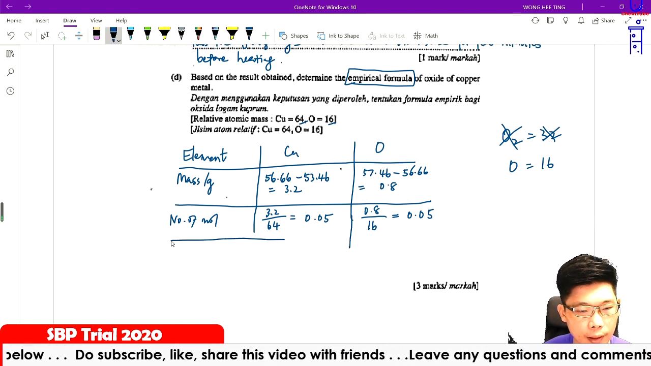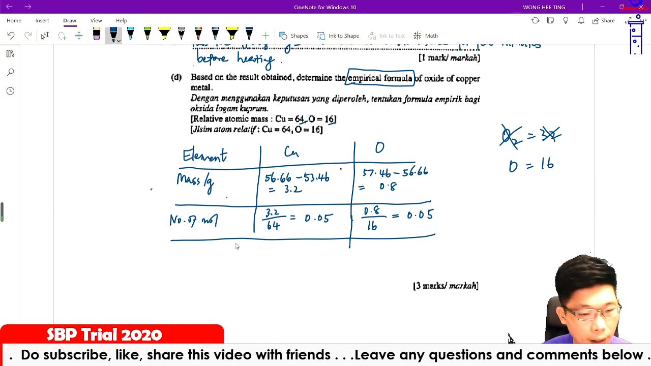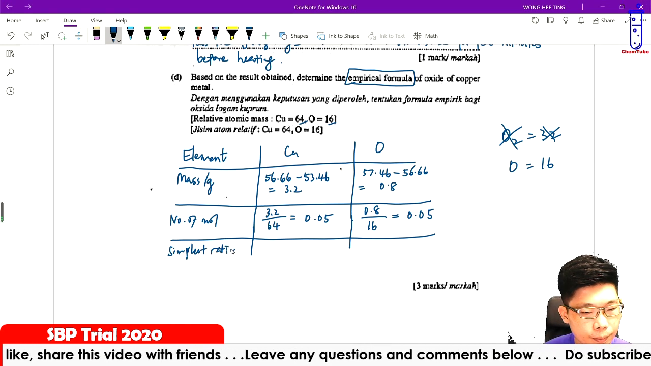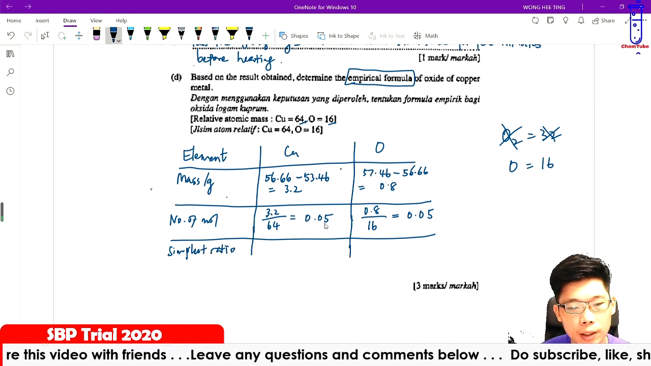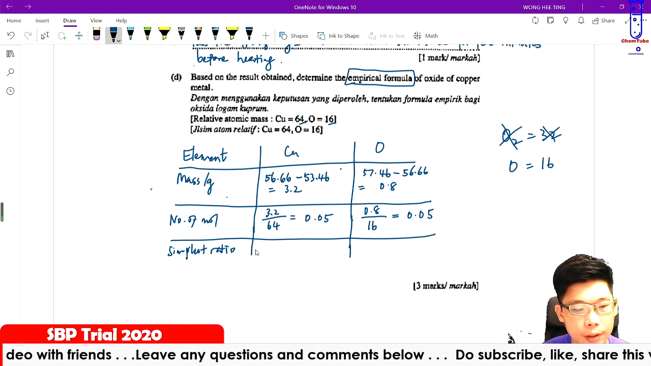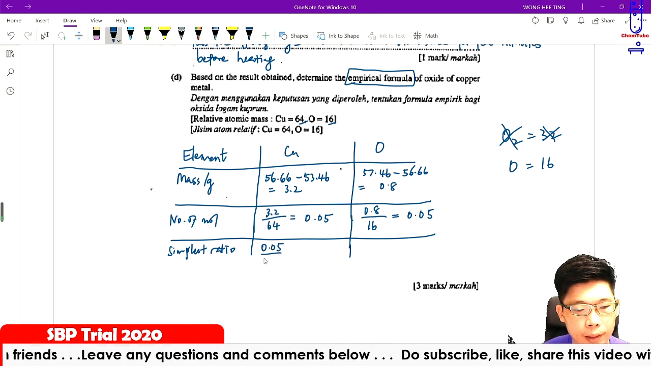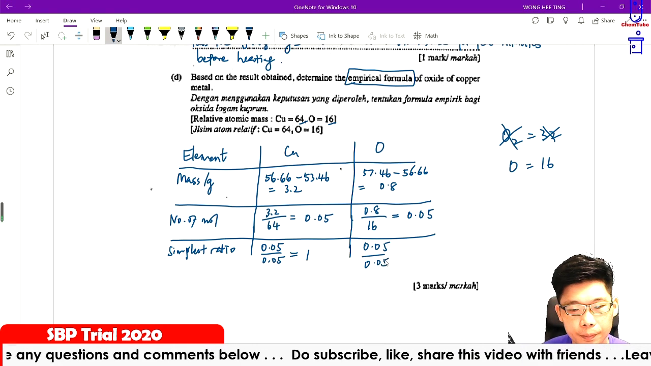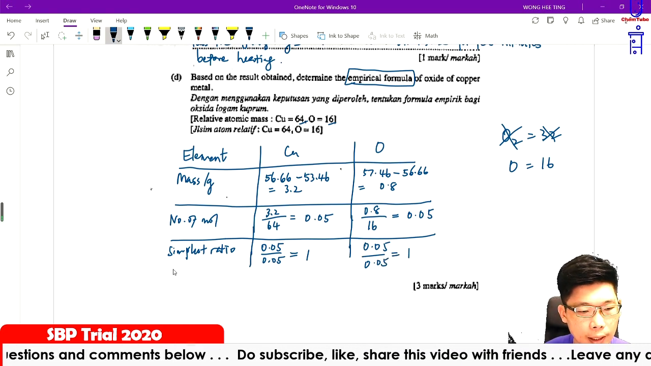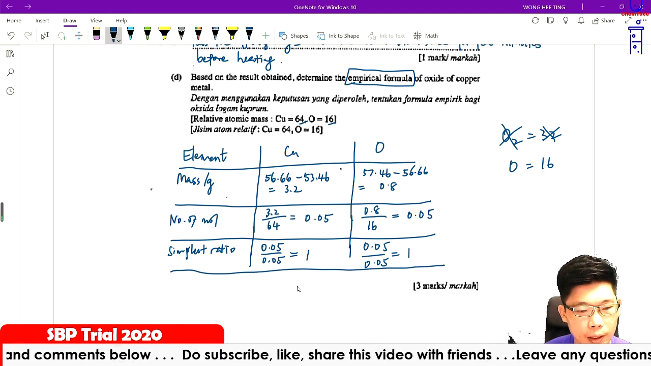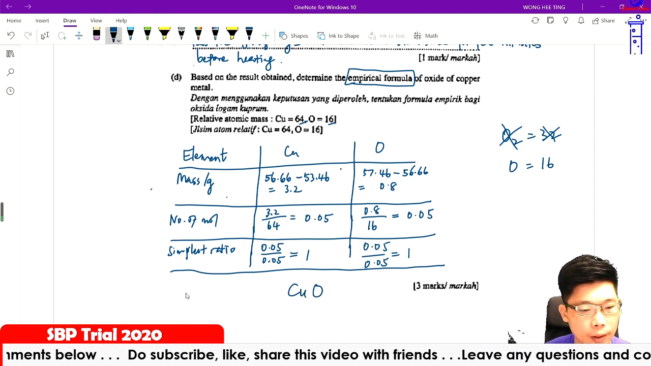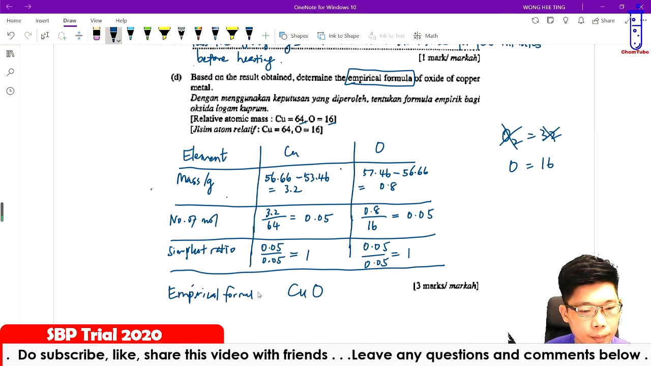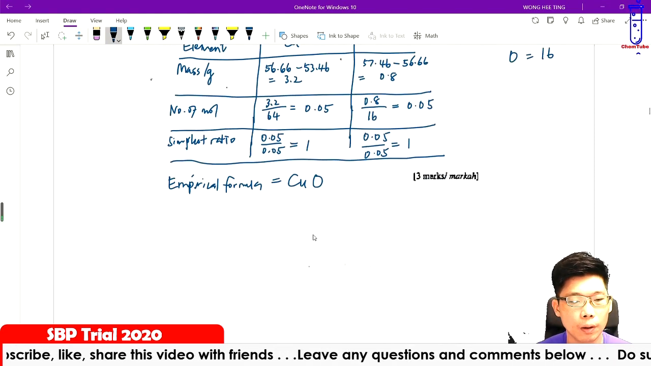So we get the simplest mole ratio. Normally we choose the smaller one, but since these are the same, you can divide by the same number of moles, so you get 1. This one is also the same, get 1. So that means the empirical formula is Cu1O1. So the empirical formula is CuO.